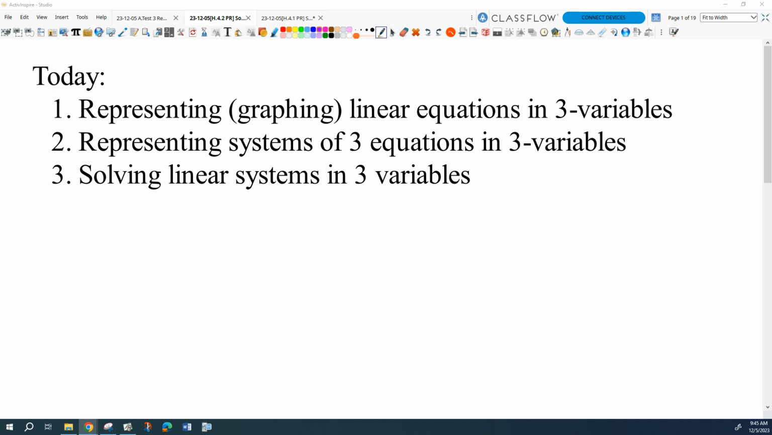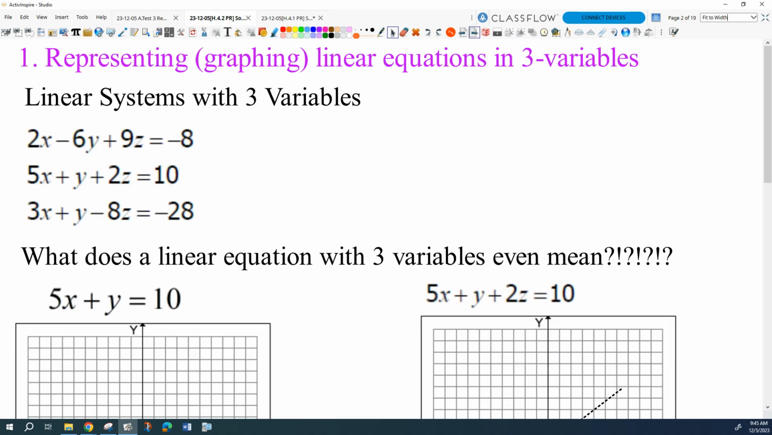And there are some good shortcuts that allow us to solve linear systems, even really big linear systems, bigger than 3x3, using technology. We can do it really quickly and efficiently, but that's for later. All right, so first things first, let's look at representing linear equations in three variables. If we have a linear system in three variables, our variables would probably be x, y, and z.